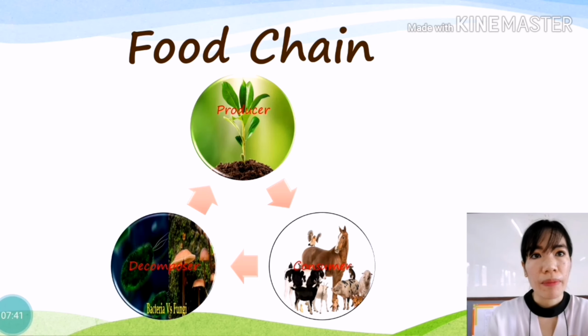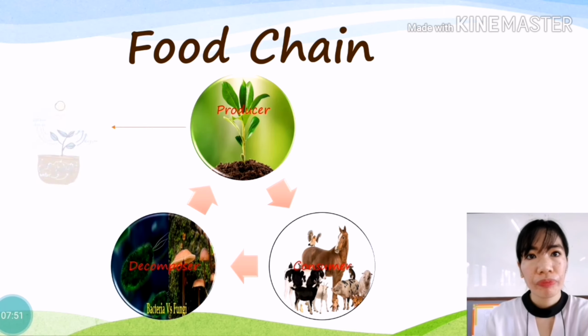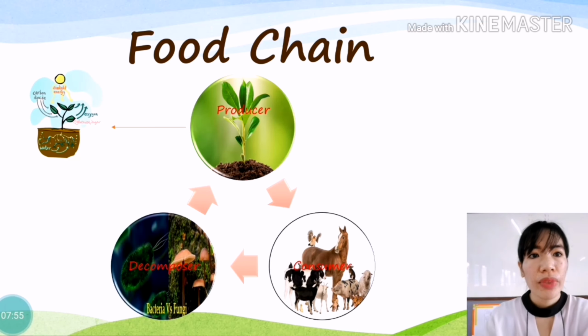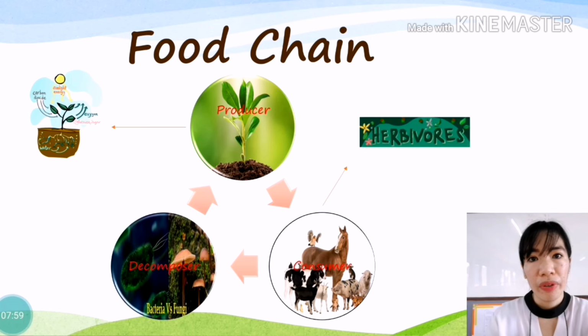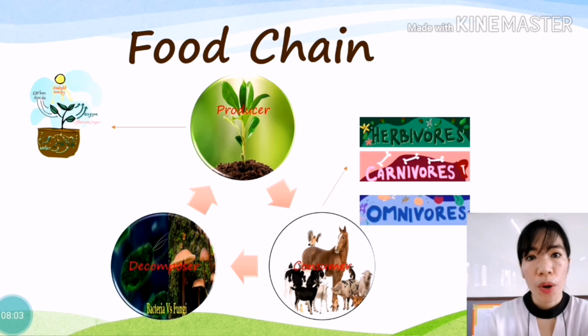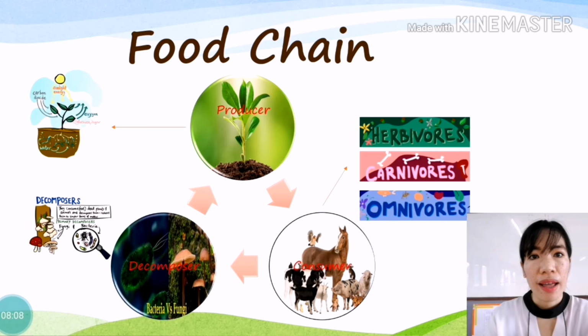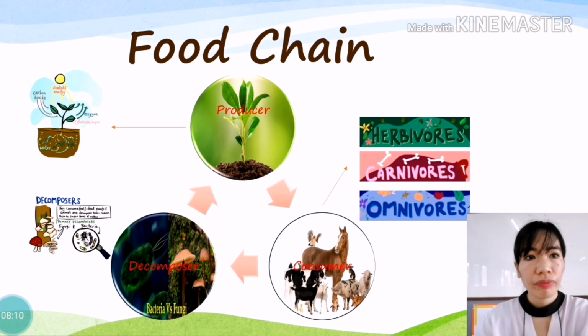Let's have a recap. The food chain has three parts: the producer, consumer, and decomposer. For the producer, we have photosynthesis. That's how the plant gets its food. For consumers, we have the three groups: herbivores, carnivores, and omnivores. And under decomposers, we have the fungi and the bacteria.